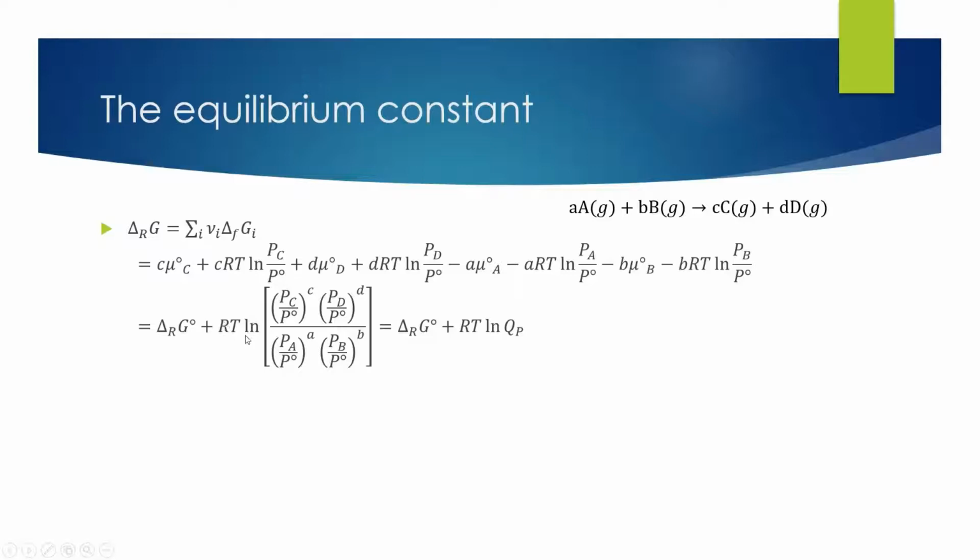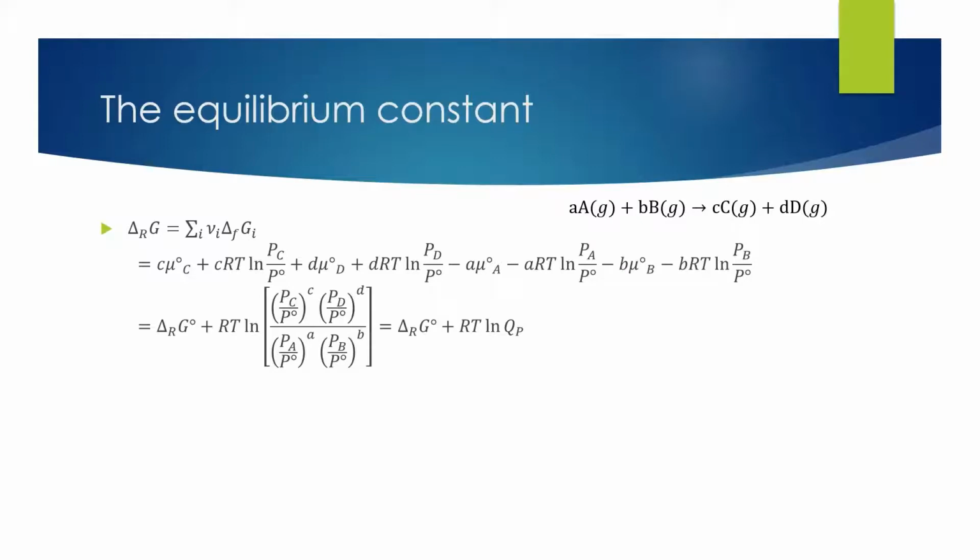And so this is RT natural log of this mess in here. And we can simply take this whole big bracketed term here and represent it as QP, which is the reaction quotient. And the P tells us that it's based on pressures. Now we can note something interesting here. This demonstrates a couple of very important concepts.